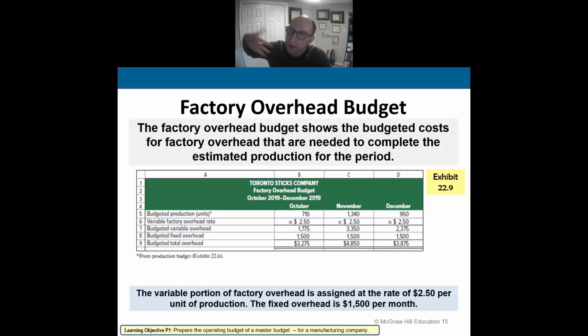So we take that total, divide it out by 12, and that gets you your monthly fixed overhead rate. So total fixed overhead divided by 12 will get you your fixed overhead rate per month. In this example, it's $1,500 per month. So we take our total variable overhead plus our fixed overhead for the month equals the total overhead for the month. Variable plus fixed equals total.